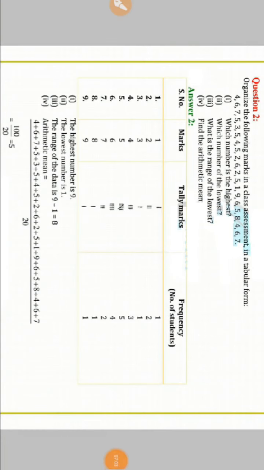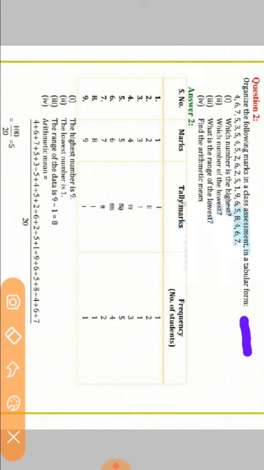So I'll take examples of those. Exercise 3.1 and 3.2 together, to find mean, median, mode. First, 3.1 second question I have chosen: organize the following marks in a class assessment in a tabular form. We have to arrange the numbers first. These are the marks: 4, 6, 7, 5, 3, 5, 4, 5, 2, 6, 4, 2, 5, 1, 9.